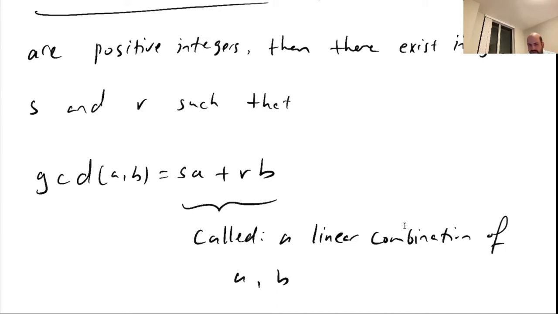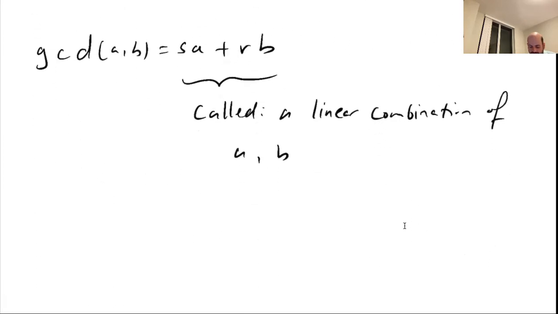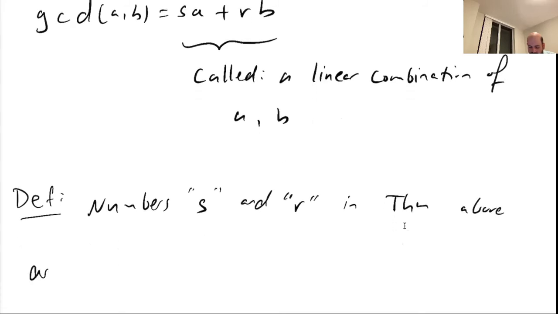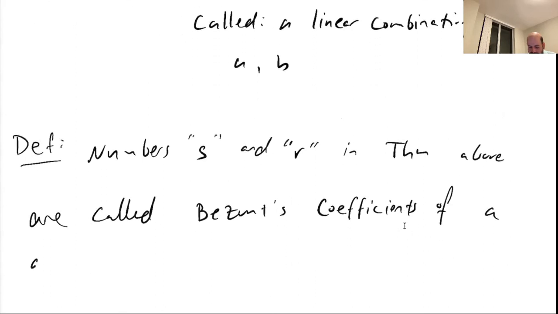Okay, so the definition: the numbers S and R in the theorem above are called Bezout's coefficients of A and B.